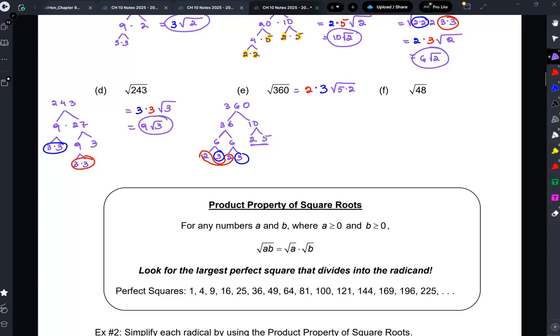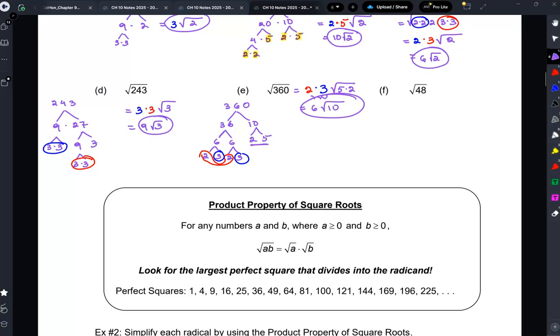So the 6s are not the last thing on their list, right? It's only the very last thing. So look at what happened. The 2s paired up, the 3s paired up. This 2 didn't have a pair. This 5 didn't have a pair. They stay. So now I have some things outside and I have some things inside. So this is going to be 6 root 10. And that's my answer. Okay? No, in the end, it should all be the same. You should still get 6 root 10.